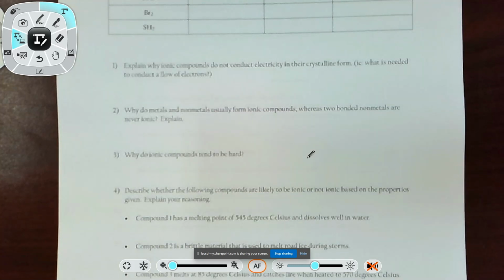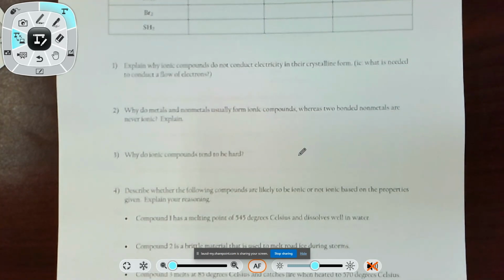Number two, why do metals and nonmetals usually form ionic compounds, whereas two bonded nonmetals are never ionic? This has to do with the very basic definition of the formation of an ionic compound. This is the difference in electronegativity. Metals and nonmetals have very different electronegativity values. It's large enough for the nonmetal to be able to fully rip away the electron from the metal, whereas two bonded nonmetals are too similar in electronegativity.